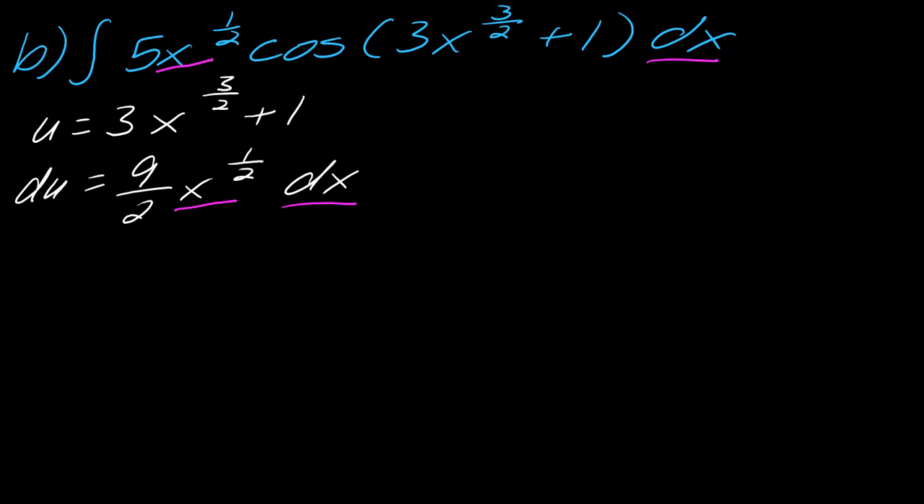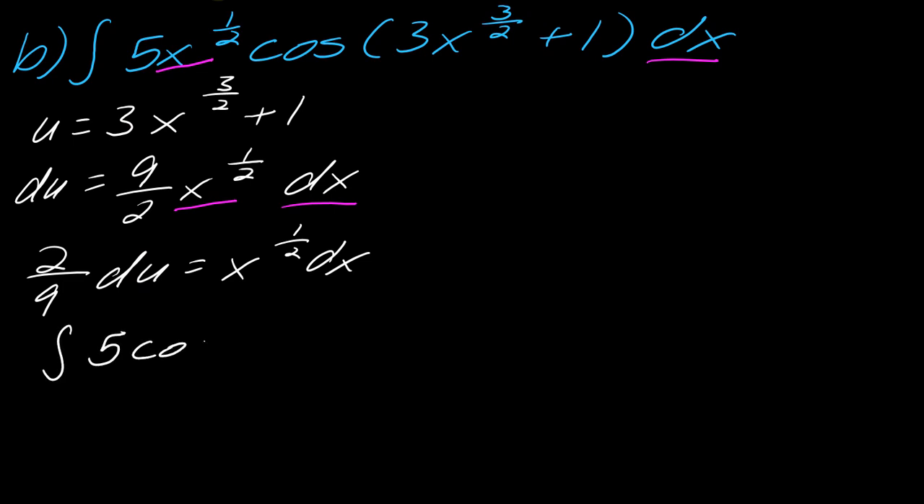So that's what I replace when I actually put this all back in. And then what I haven't replaced is this 9/2, so I'm going to multiply by the reciprocal of 2/9. So I'm going to call this 2/9 du equals x to the 1/2 dx. So I'm going to replace now these pink parts with this 2/9 du. So if you do it that first way, you get 5 cosine of u times 2/9 du.